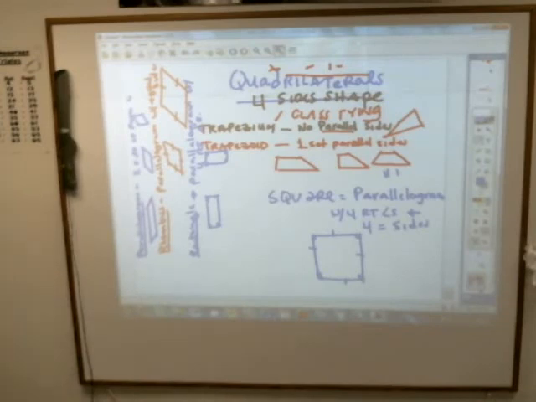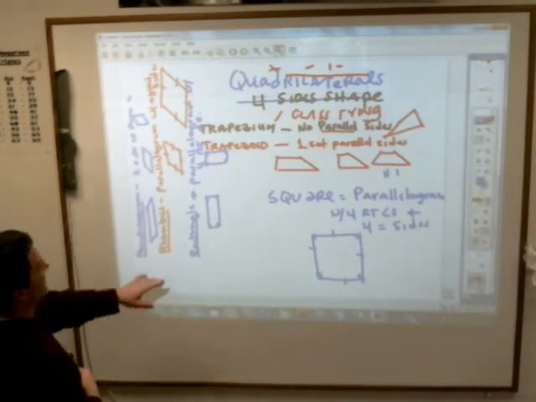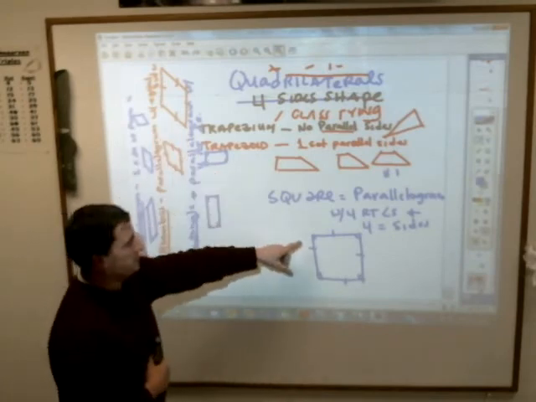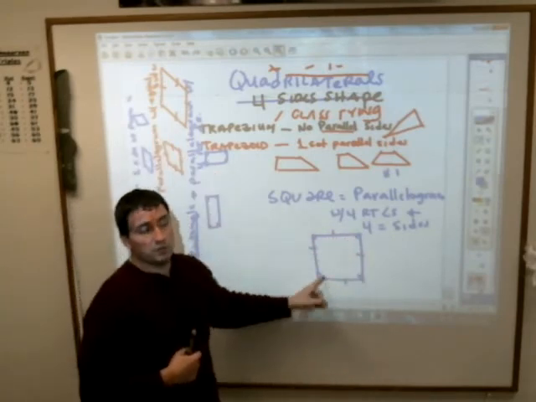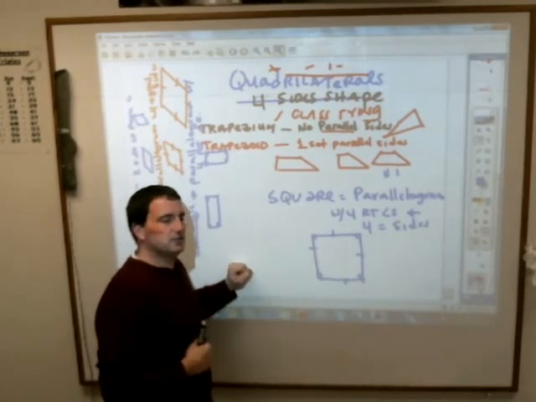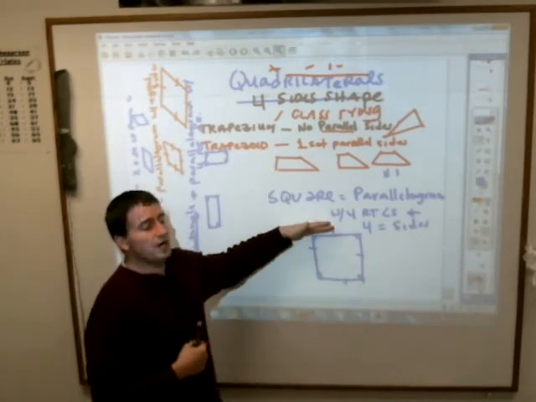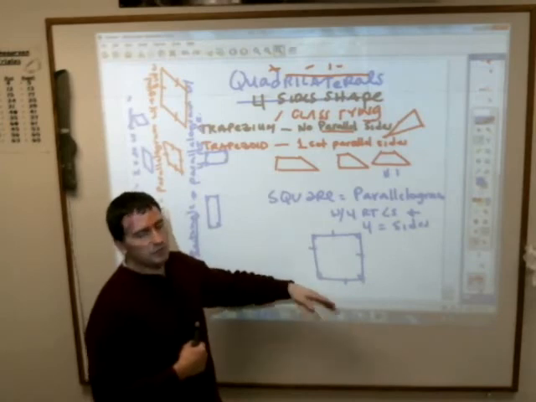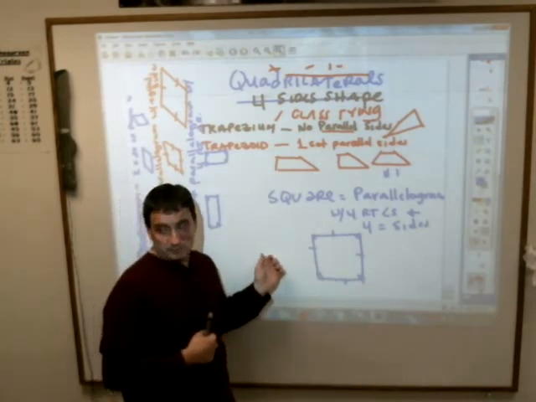So the gist is this, children. Every square is a rectangle because it fits the definition of a rectangle. A rectangle just needs to have 4 right angles in it to be a parallelogram. All squares fit that category. All squares are rectangles, but the reverse isn't true. You can draw a rectangle that's not a square. You can't draw a square that's not a rectangle.